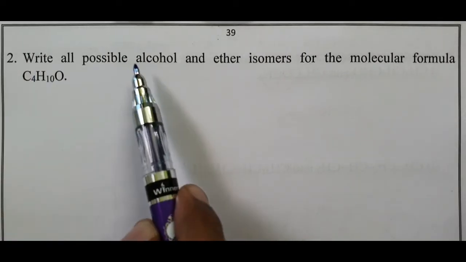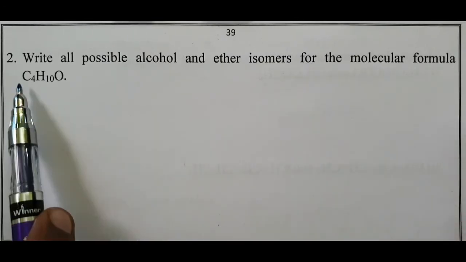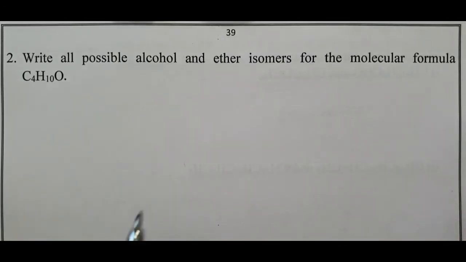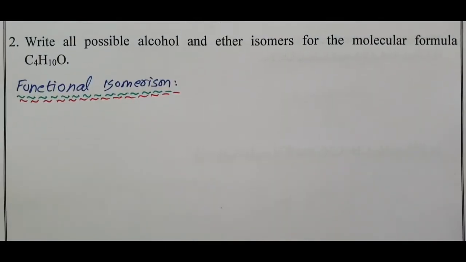Write all possible alcohol and ether isomers for the molecular formula C4H10O. First I am going to write the functional isomers. Functional isomerism: we know compounds having the same molecular formula but a different functional group come under functional isomerism. In C4H10O, with 4 carbons we can write 4 alcohols and 3 ethers.